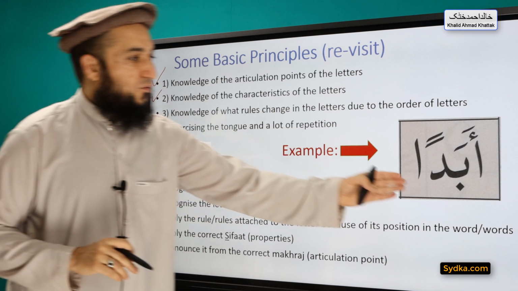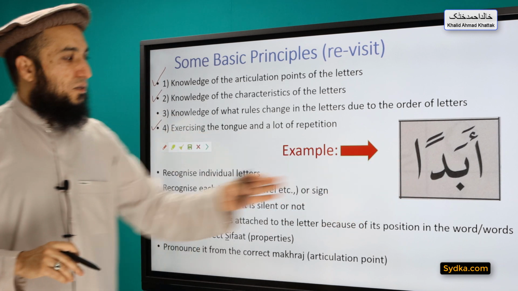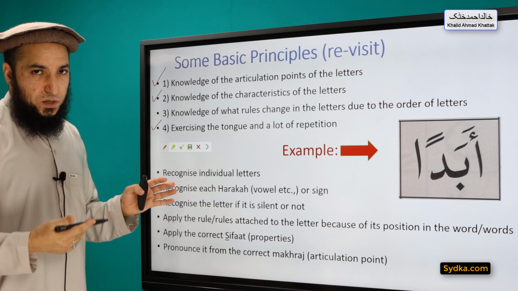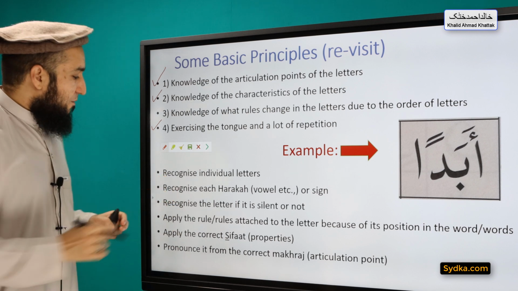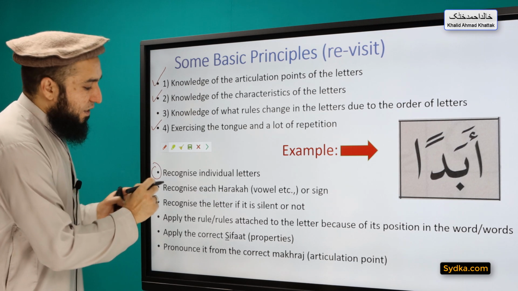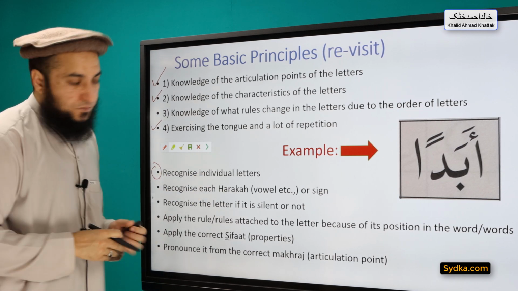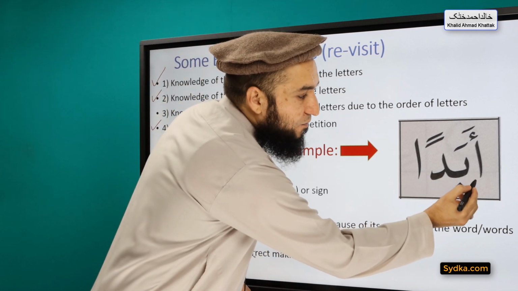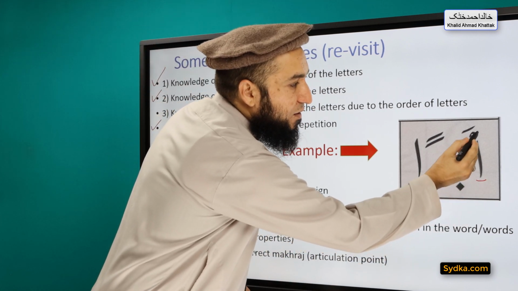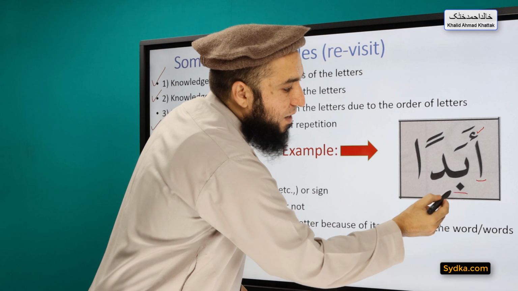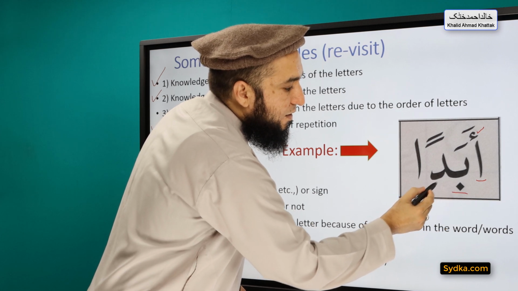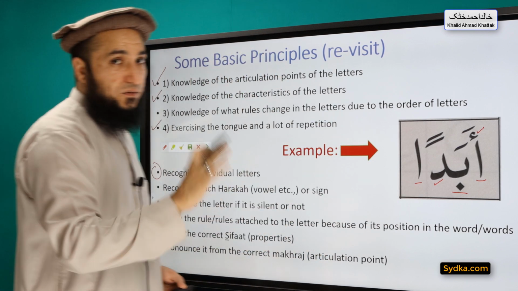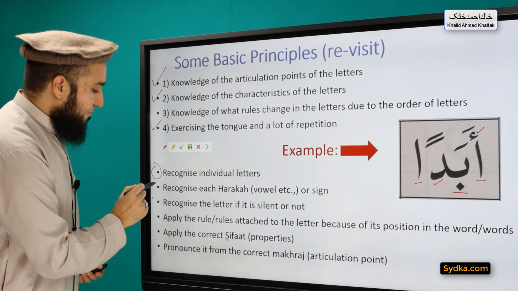So if we are given a word, we have to apply these steps to make our reading or recitation easy. So the first one is recognizing individual letter. If we go to here, the first one is alif, second one is hamza, third one is ba, next one is dal, and the final one is alif. So we recognized individual letters, step 1.